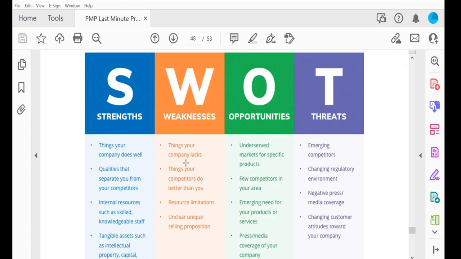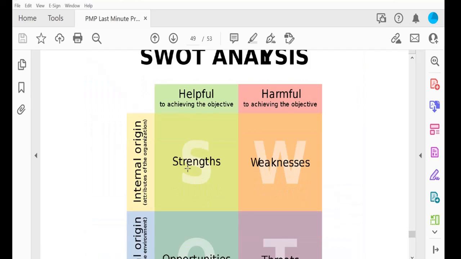Okay, next one is SWOT analysis. SWOT analysis is one of the methods for risk identification. You will find questions asking which method we should follow in risk identification. There are different methods, but SWOT analysis is one of them. Okay, so SWOT means, I can go to the next one. You can find this one.